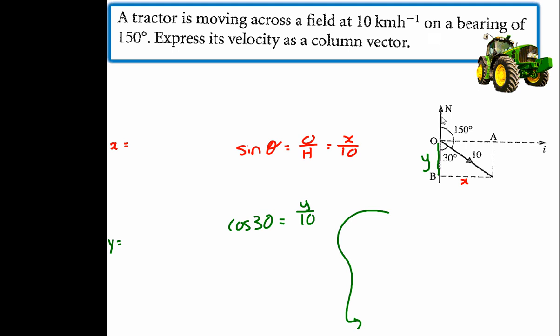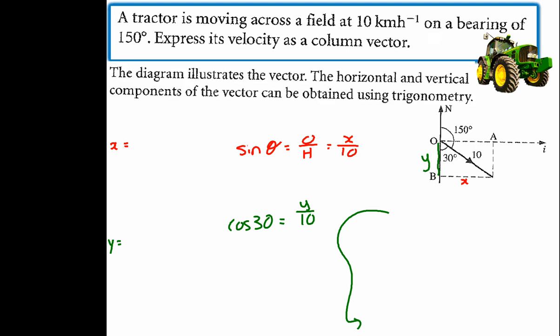So we've got north, so remember 150 degrees, from north, rotate clockwise 150 degrees, and because it's got a speed of 10, that means the magnitude of the vector is 10. So it's going in this direction. If that's 150 degrees, this one here must be 30, because that's 180 degrees in a straight line. The diagram illustrates the vector.